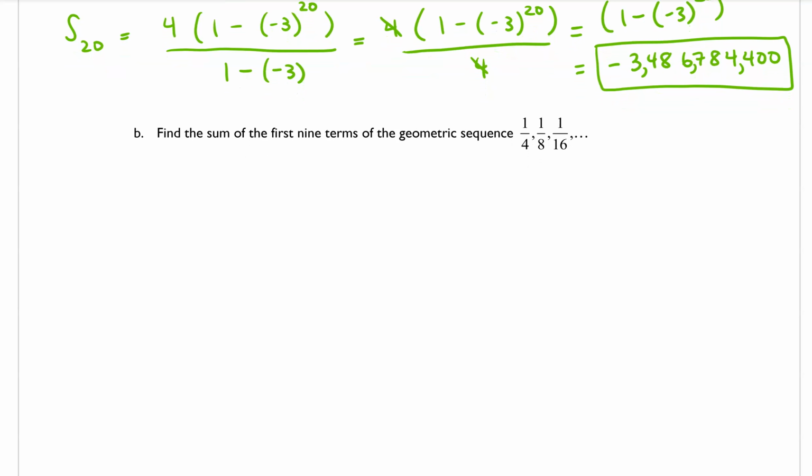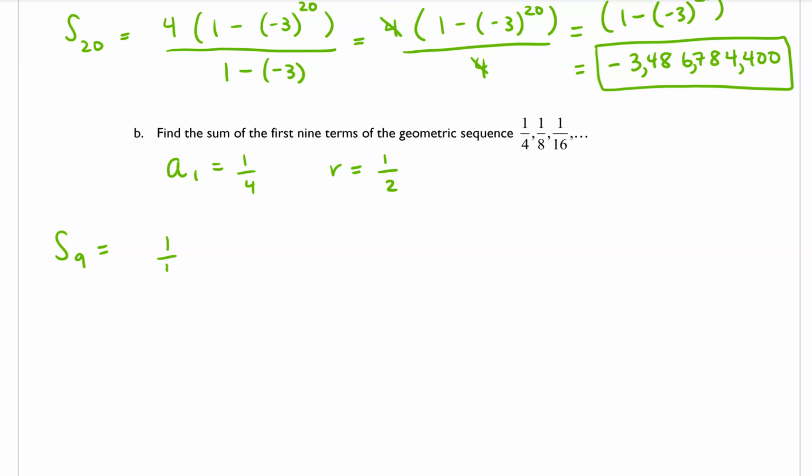Okay. Part B says find the sum of the first 9 terms of the geometric sequence defined there. This one gives us the first 3 terms. So we want to define the first term, which is 1/4, and also figure out what the common ratio is. What's the pattern here? It looks like each time we are multiplying by 1/2. So that is our r value. If we want to find the sum of the first 9 terms, that is s sub 9, and we just plug those values into our formula.